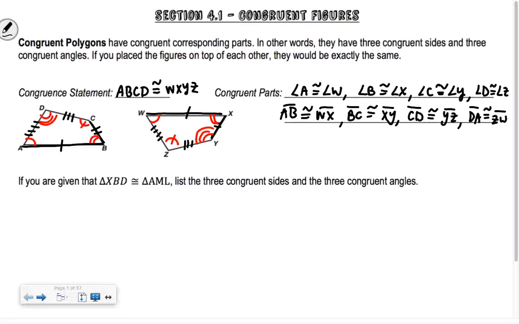Okay, so usually with quadrilaterals we don't put a little symbol out front, but with triangles we do. So it says triangle XBD is congruent to triangle AML. List the 3 congruent sides and the 3 congruent angles. Let's start with the congruent angles. That's the easy one. What 3 pairs of angles do we have? Angle X matches up with angle A, because again, first letter, first letter. Angle B matches up with angle M, and angle D matches up with angle L. Those are the easy ones, the angles.